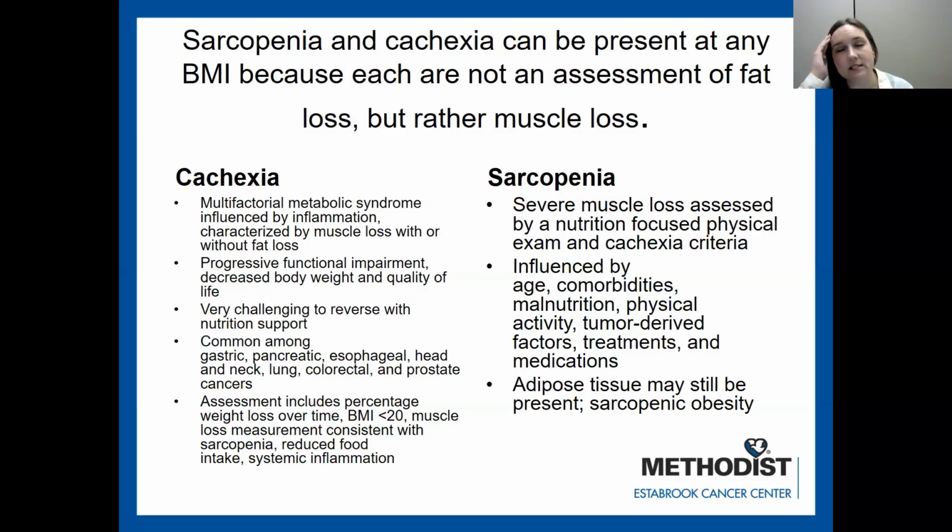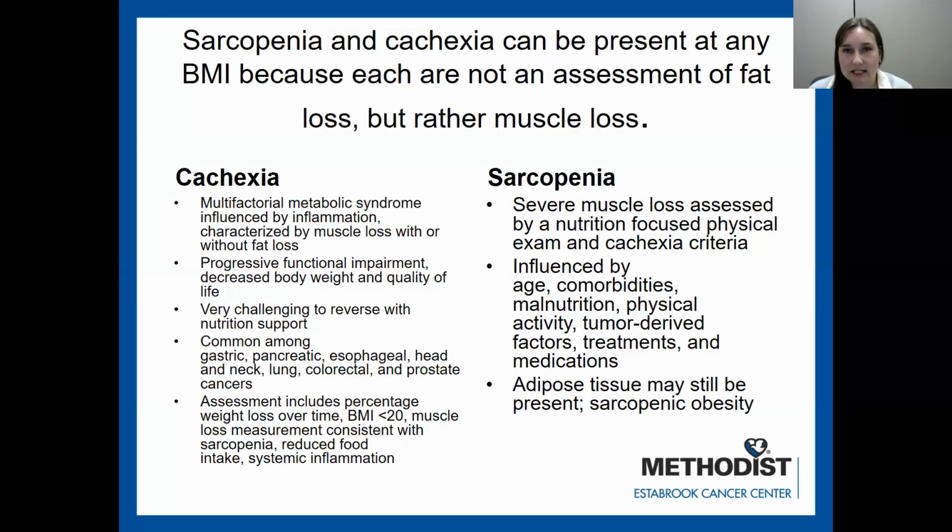There's lots of places on our bodies where we can see that a person has lost muscle. And we know this is influenced by age, other comorbidities, so a cancer diagnosis, malnutrition, weight loss over a period of time, the patient's level of physical activity, treatments, medications.